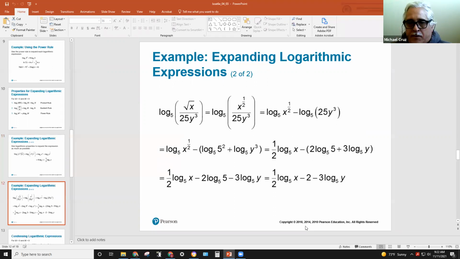All right, now here's another one. It's a little bit longer. It's got more stuff to do. We've got the log base 5 of the square root of x over 25y cubed. First of all, we have to convert that radical. The square root of x is x to the 1/2 power, because when you have a square root, there's an understood 2 right there. That's the basic case, so they don't put it there. It's just like why you don't see an x to the first power, because x to the first power is just x.